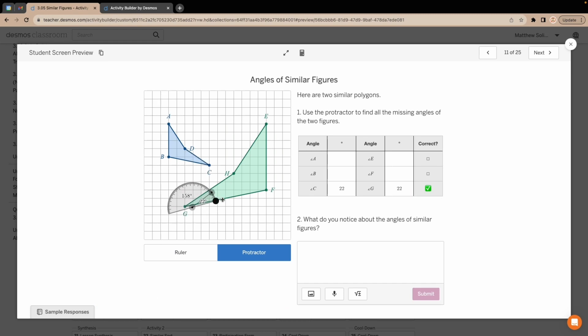Let's just double check with angle F here. Using this protractor, let's see how many degrees angle F is. Angle F seems to be 101. Let's just double check angle B matches up with angle F. Let's see if that's also 101. That one is also 101. So the angles are the same.